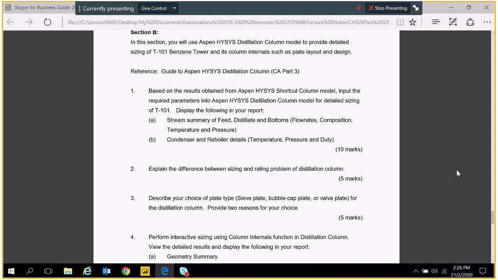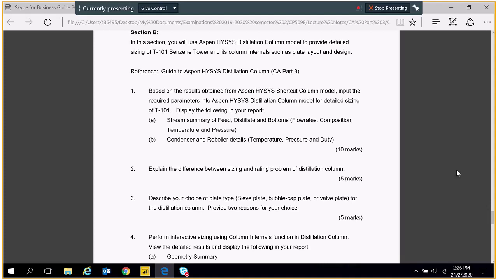I know my feed condition. I know my temperature, my pressure, my feed composition, what's the molar flow rate of benzene, what's the molar flow rate of toluene. And I know the feed condition. Is it a saturated liquid, subcooled liquid? Is it saturated vapor? Or is it a mixture of liquid and vapor? Or is it superheated vapor? So I know all these conditions. Then from there, I run the simulation.